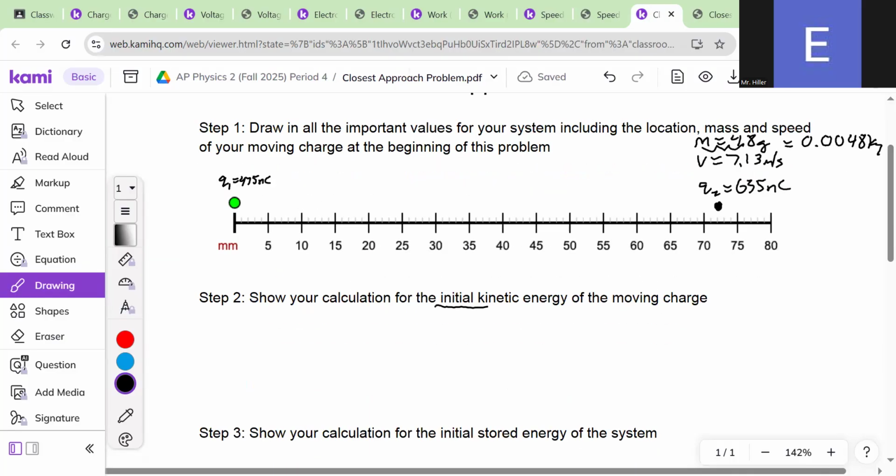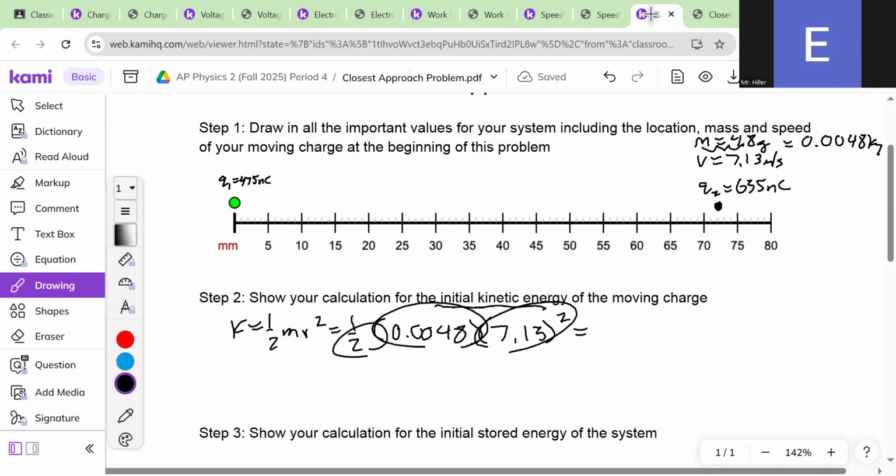So first things first, let's find the initial kinetic energy of that moving charge. That's pretty easy. We're just going to go 1/2 times m times v squared. So 1/2 times the mass, 0.0048, times the speed, 7.13, and then square it. So square the speed times the mass, take half. And I'm getting a kinetic energy for me of about 0.122 joules. Go ahead and figure out yours.